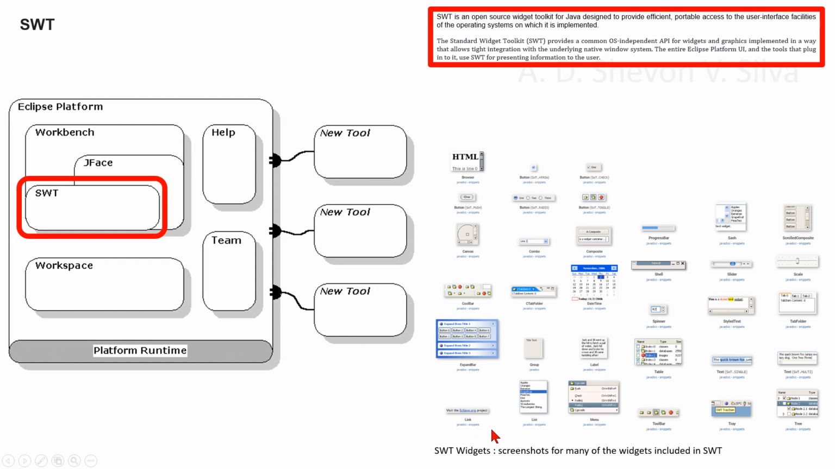Link, class Link. Instances of this class represent a selectable user interface object that displays text with links. List, class List. Instances of this class represent a selectable user interface object that displays a list of strings and issues notification when a string is selected. A list may be single or multi-select.